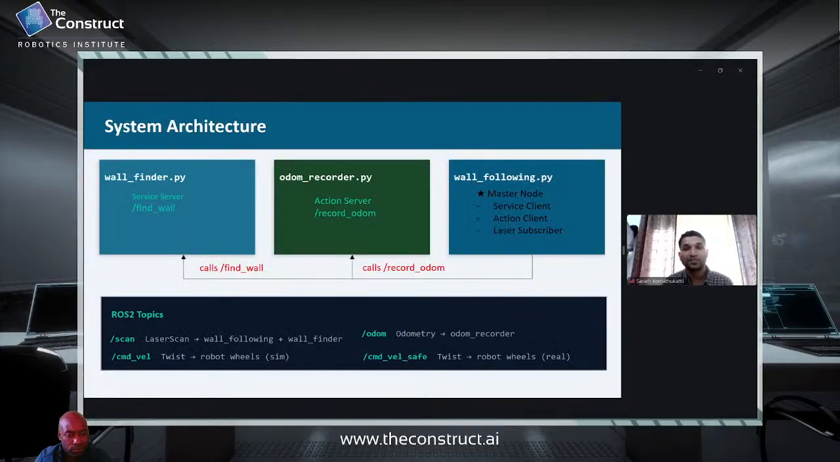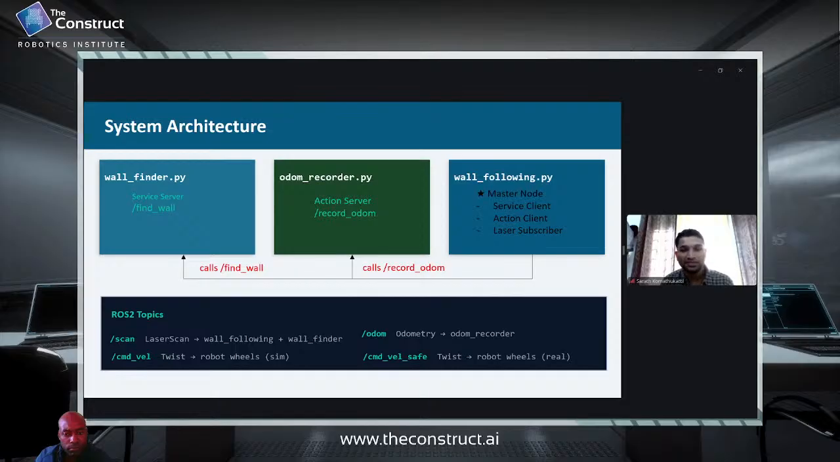And this is the system architecture I have used. We had the wall finder, the odom recorder, and the wall following code. The wall following is the master code that we use. It acts as the service client and action client, and it subscribes to the laser scan topic. It is the one that controls both the service server and the action server.